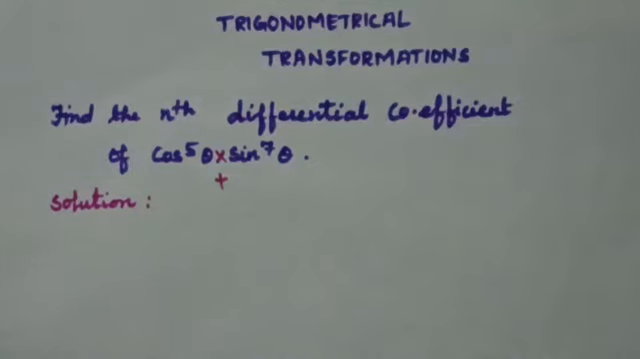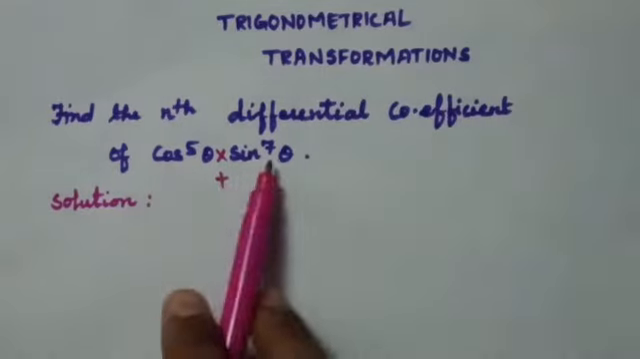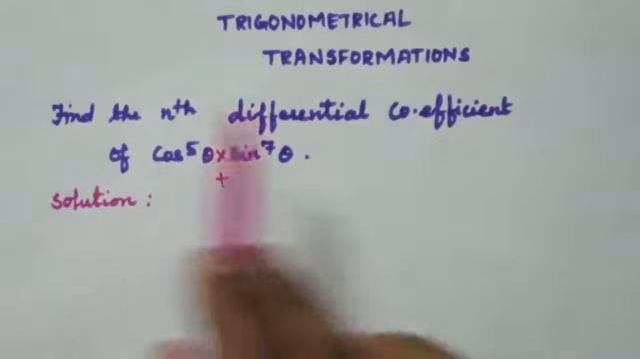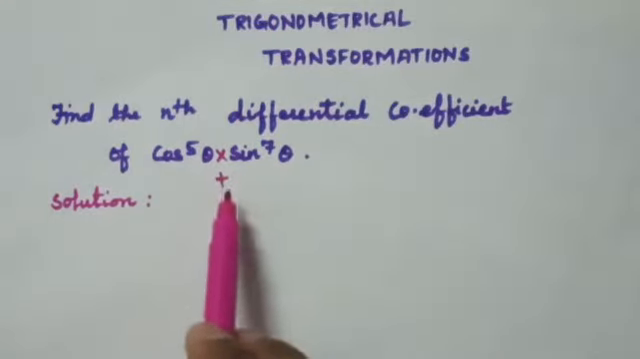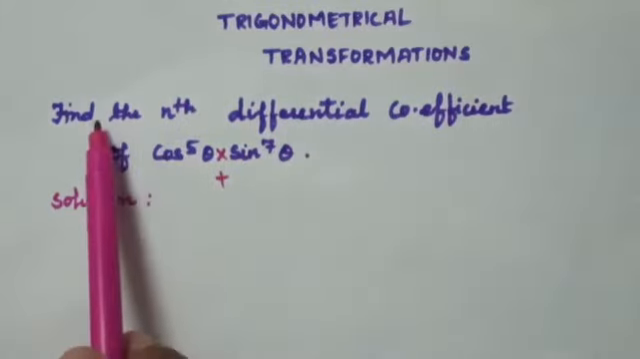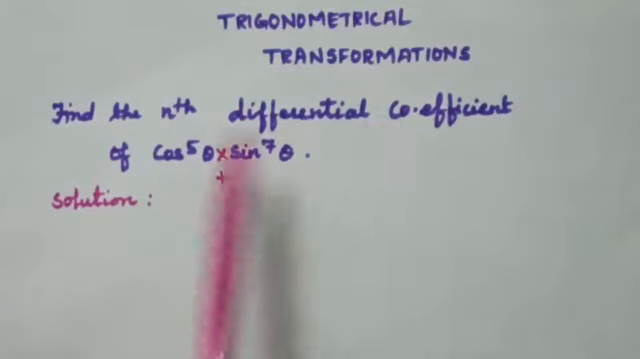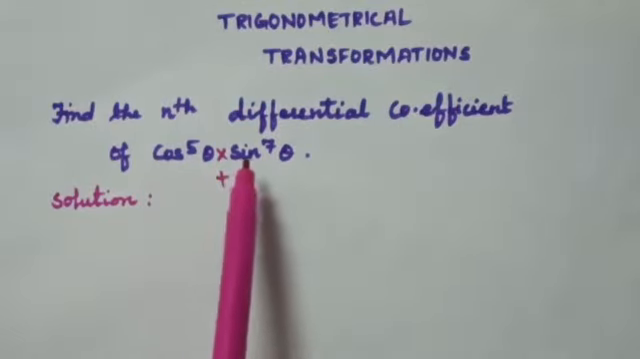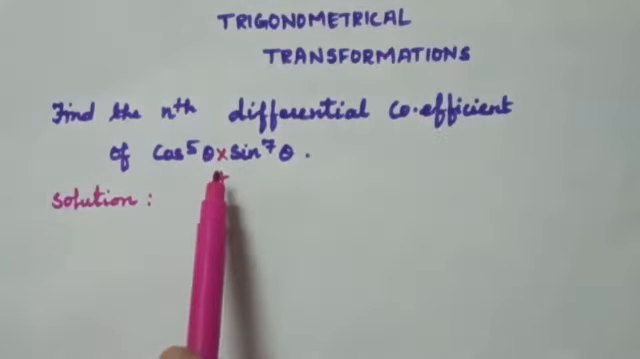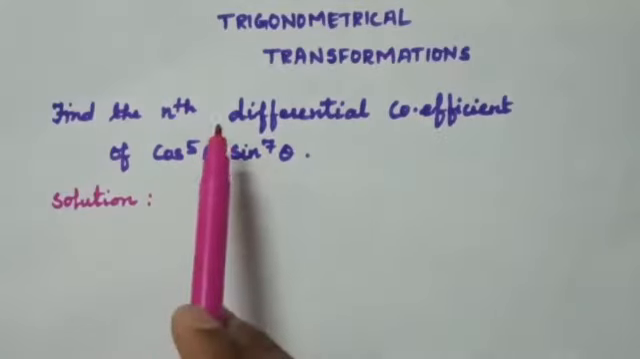Hello students, today we are going to learn about trigonometrical transformations. In this we are going to break up the product of powers of cosines and sines into a sum, that is, multiplication into addition, and then we are going to find the nth derivative of it. The problem given is: find the nth differential coefficient of cos power 5 theta sin power 7 theta. We have to change the product into a sum and then find the nth derivative of it.